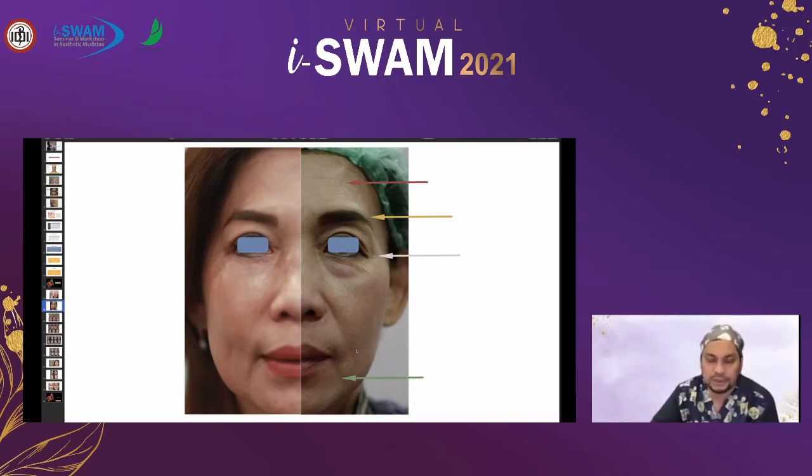So that's why evaluation is really important. We cannot perform Botox as a routine, always the same dose in every patient, because every patient has a different character and different problems.